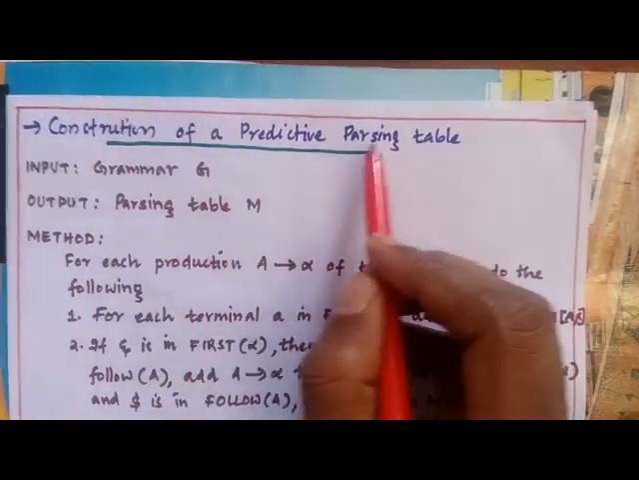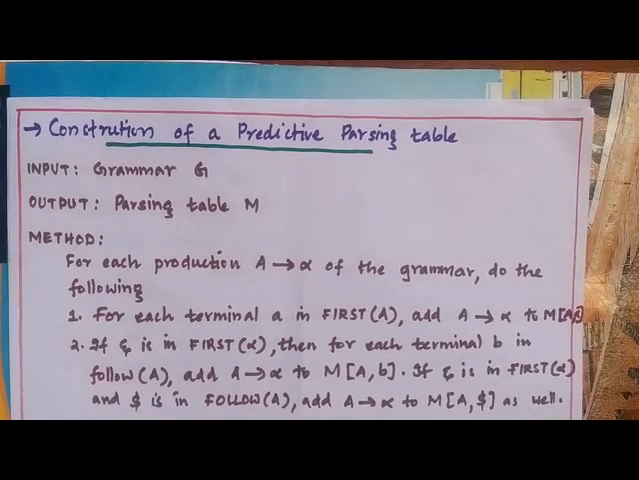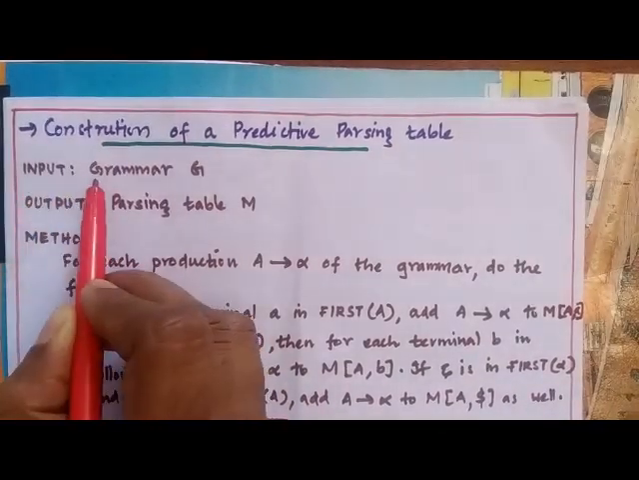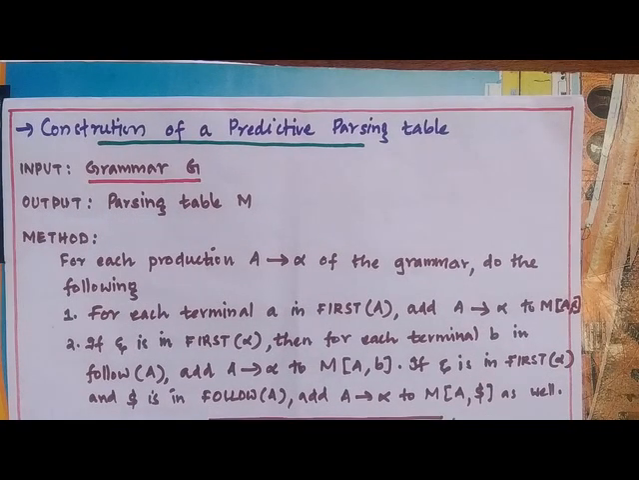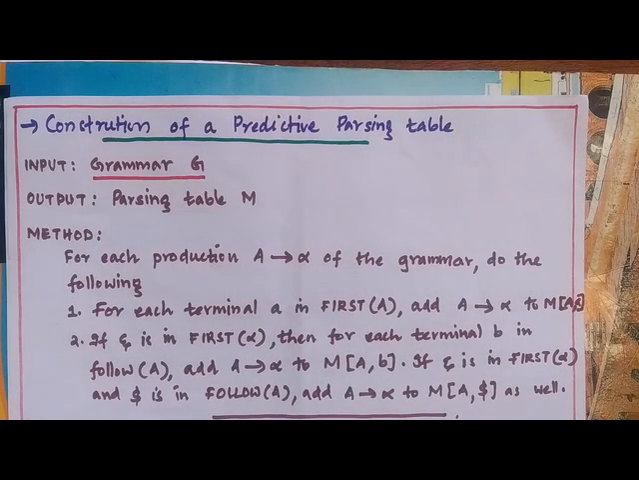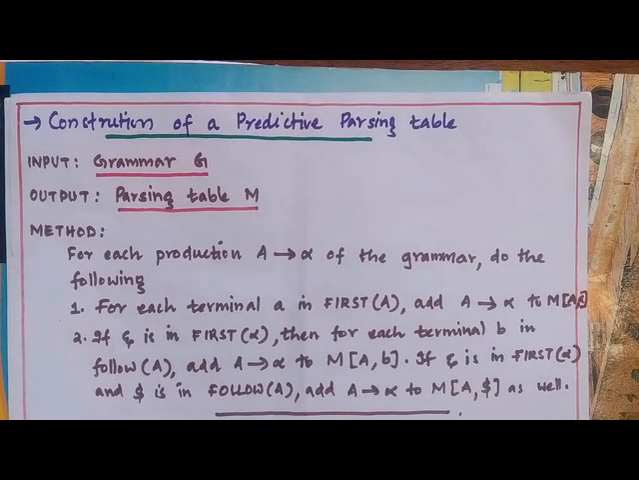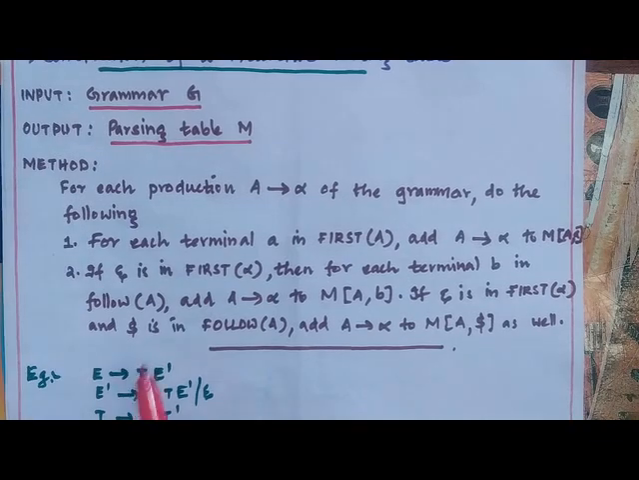So, construction of a predictive parsing table. It's a simple algorithm, so let us look into this algorithm. The input is a grammar G, and I already told you this grammar should be LL(1), then only you can construct a parsing table. The output is a parsing table, a two-dimensional table where columns are labeled by terminal symbols and rows are labeled by non-terminal symbols. So what are the steps in that algorithm?